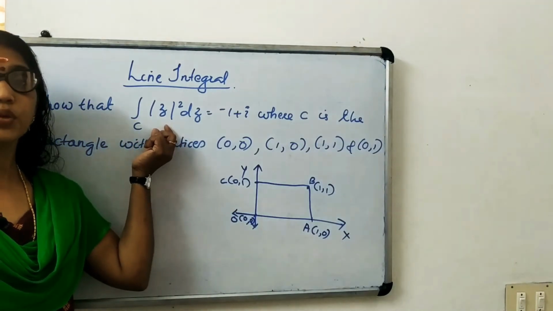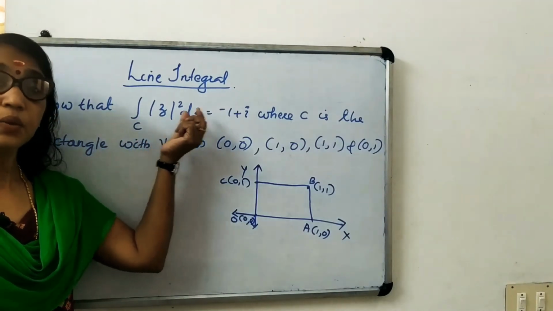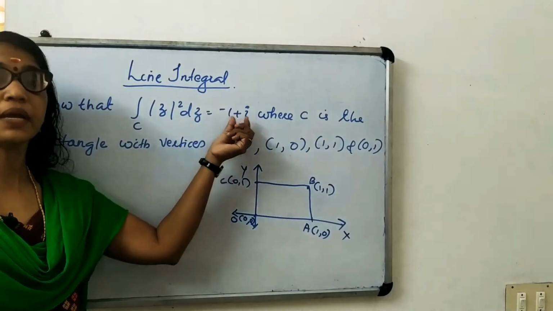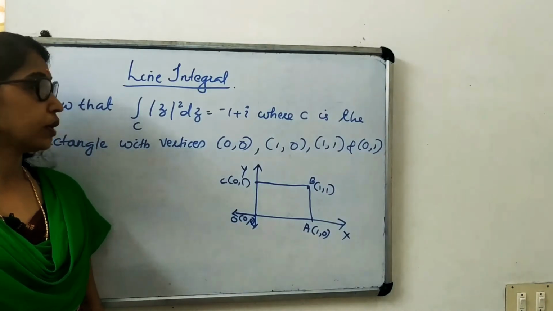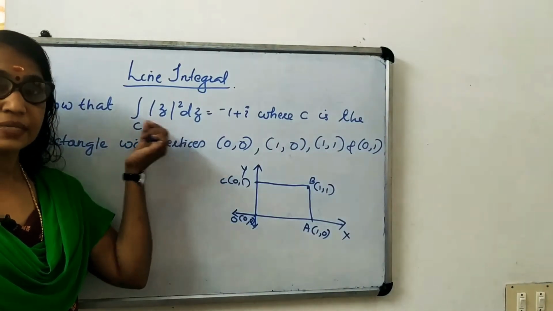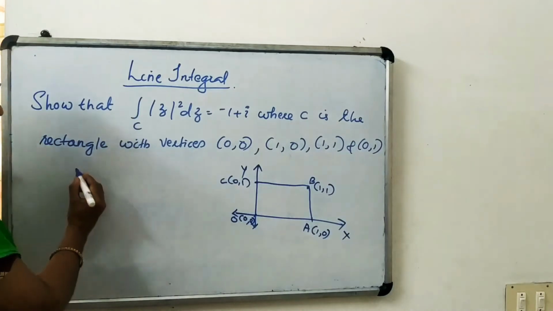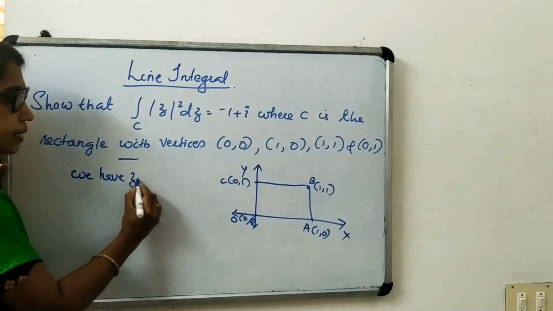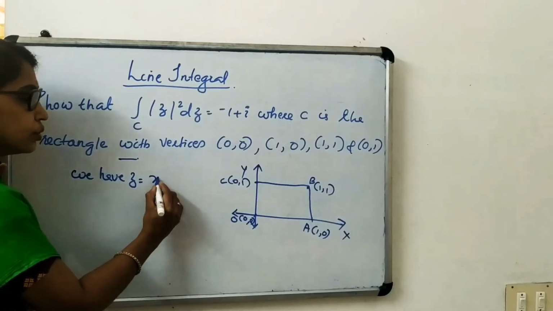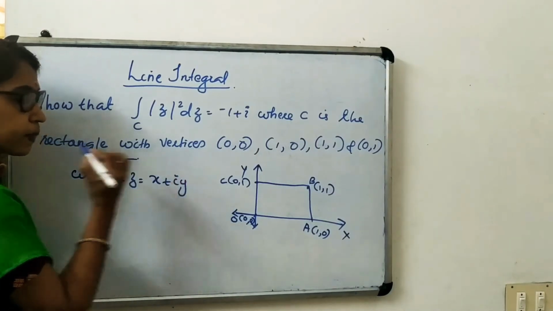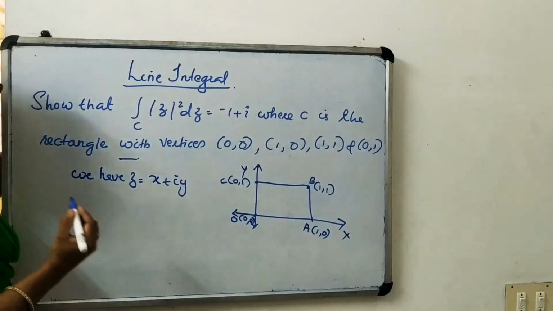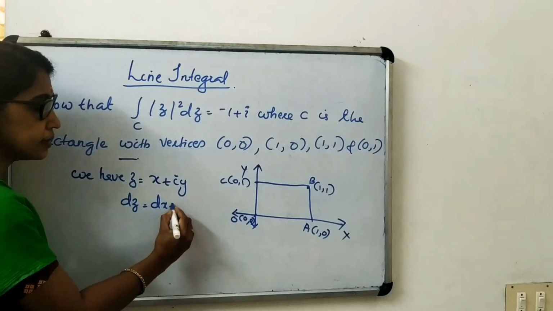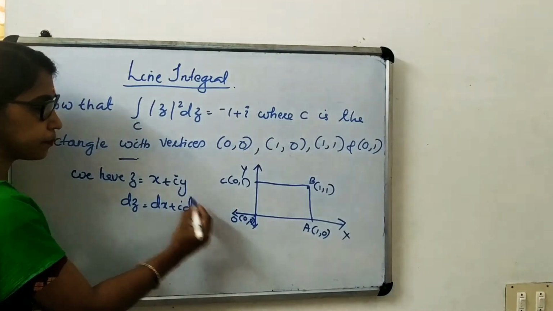The integral over C of mod z square dz is equal to -1 plus i. We have to show this. First we have to write what Z is. We all know Z is equal to x plus iy. Now we have to write dz. Dz is equal to dx plus i dy.